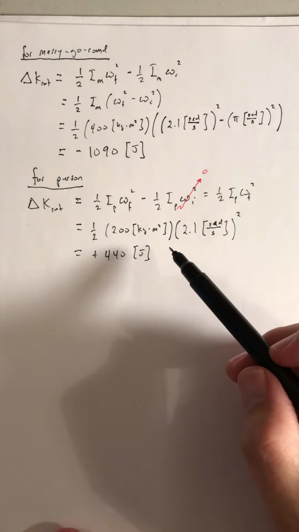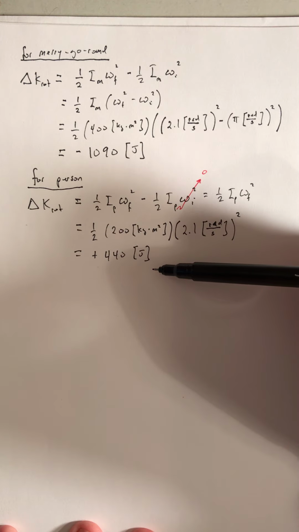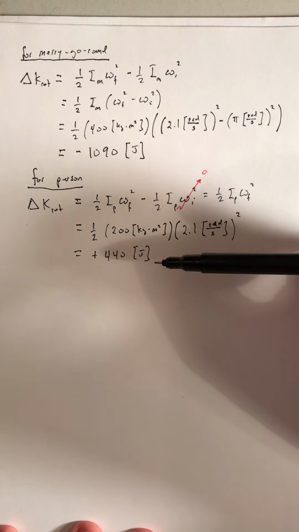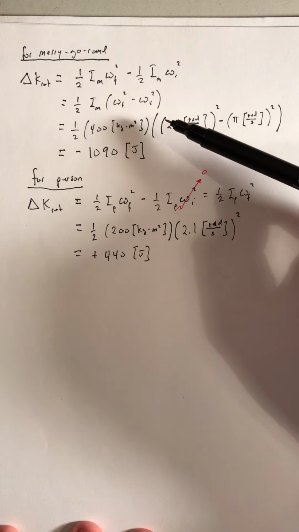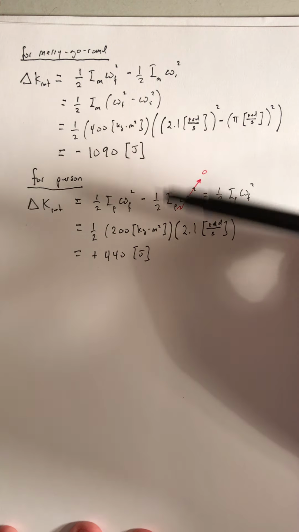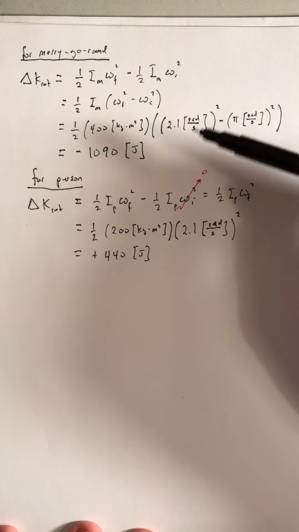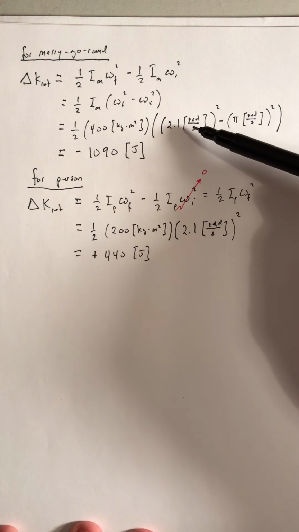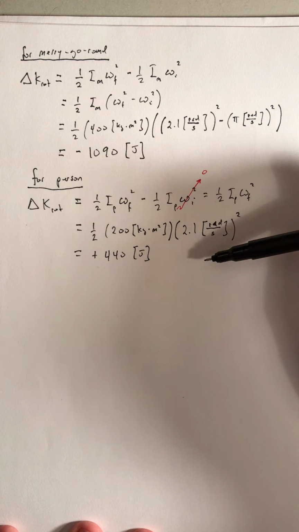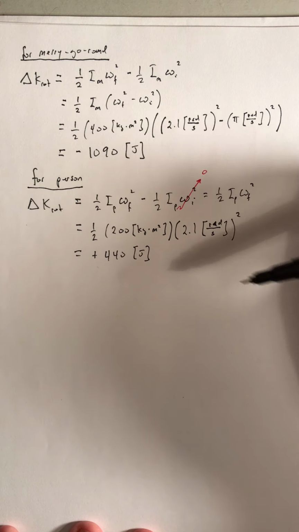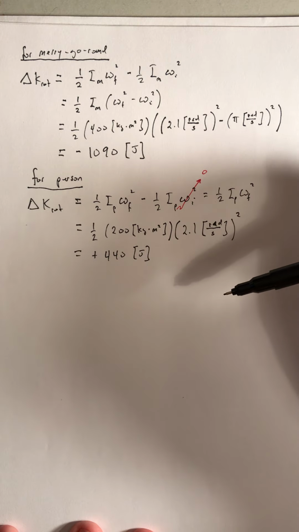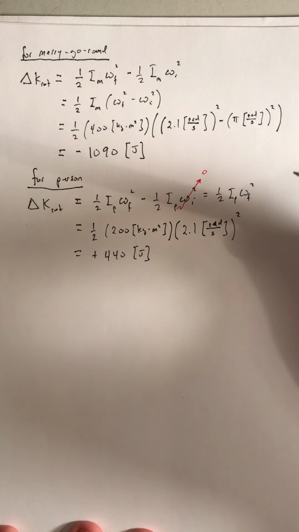But this is not a problem. All this is saying is that the person did more work to slow down the merry-go-round than the merry-go-round did in speeding up the person. And since there's no reason for the displacement of the merry-go-round to equal the displacement of the person as they're in the process of stepping on the merry-go-round, that's perfectly fine. That is just what it works out to be.